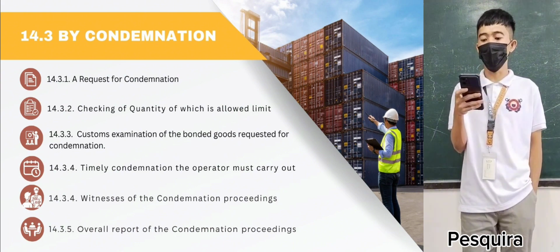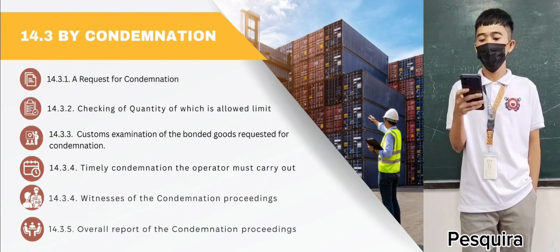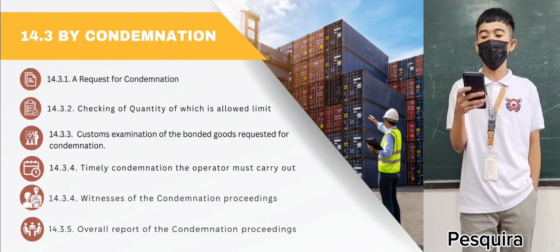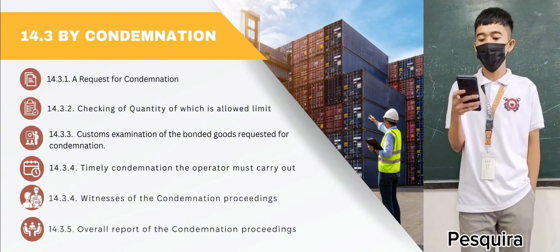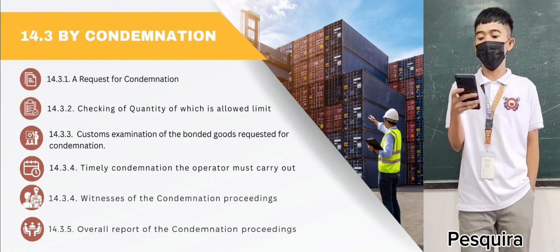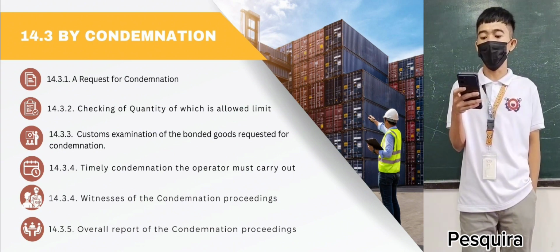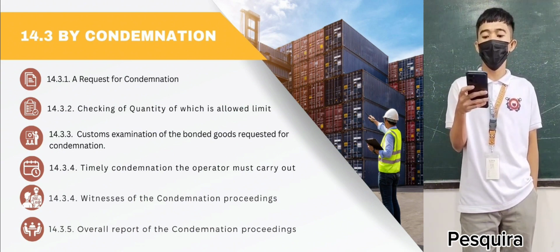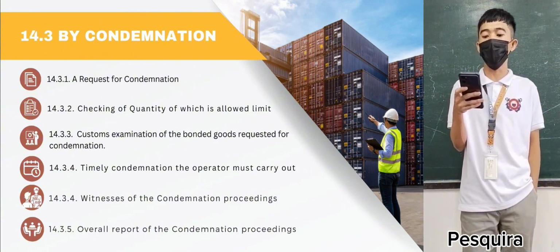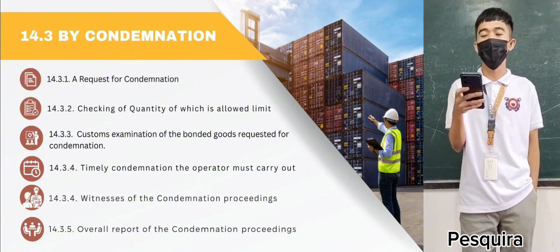14.3.3. The assigned customs examiner of the WAD or equivalent unit shall examine the abandoned goods for condemnation as to the quantity and quality of the commercial value. Abandoned goods requested for condemnation found to have commercial value or are recyclable shall be required to pay duties and taxes and shall not be condemned.